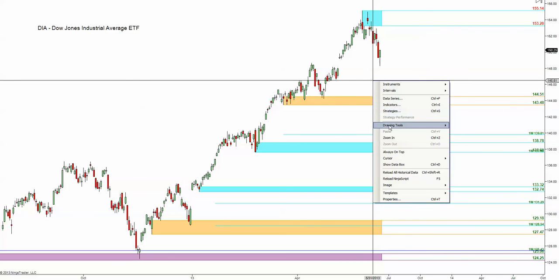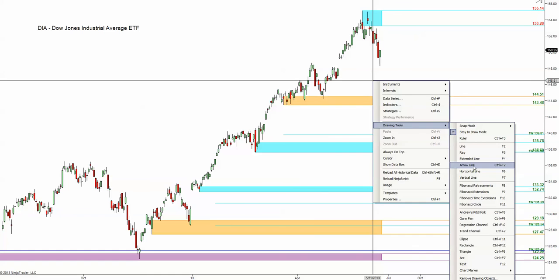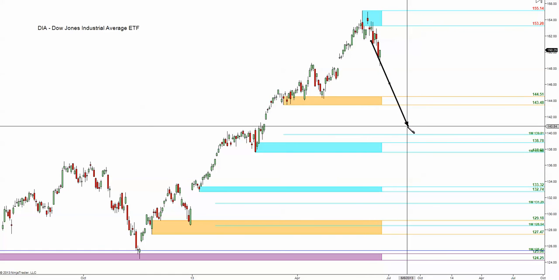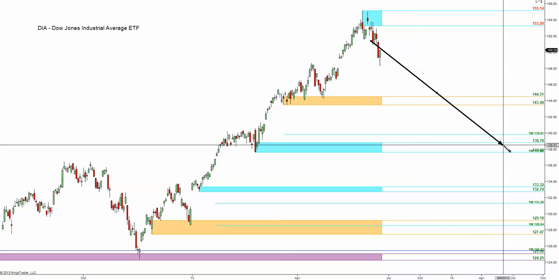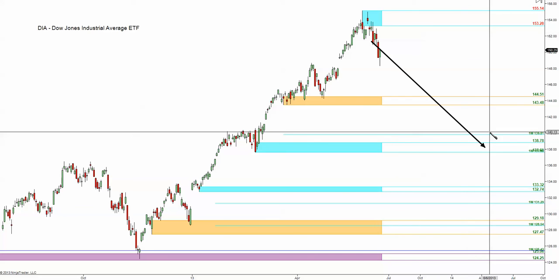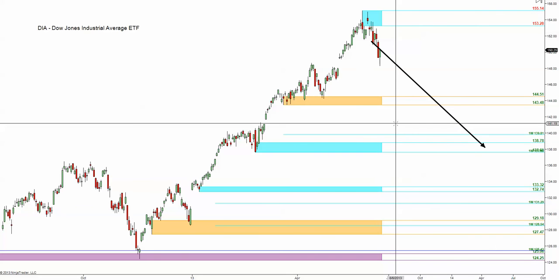So we'll go on and throw some lines on this chart and make it look pretty, give it a visual. Of course, we would think that price is probably over the next couple of weeks to months headed to this area right in here. Okay, so now really quick, let's take a look at SPY, the Standard & Poor's 500 index.